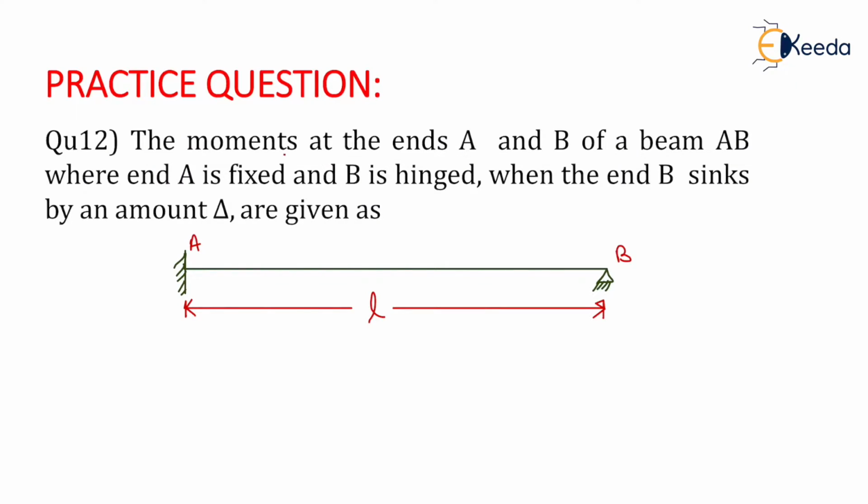The question is written as: the moments at the ends A and B of a beam AB, where end A is fixed and B is hinged, when the end B sinks by an amount delta, are given as. Here a beam is shown whose support A is fixed and support B is hinged. Now we need to determine the moments at end A and end B when the support B sinks by an amount delta.